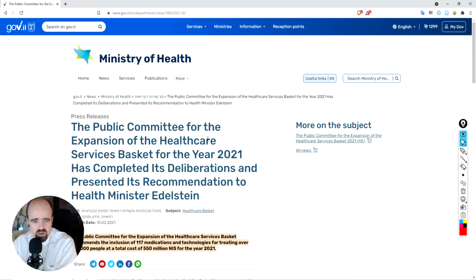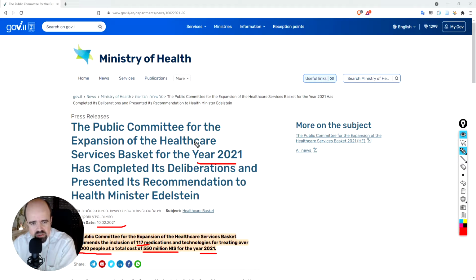This resource over here, which is from the Ministry of Health in Israel, identifies how, at the beginning of 2021, the Public Committee for the Expansion of the Healthcare Services Basket, or the Healthcare Basket Committee, recommended for the year 2021 an increase in funding for 117 medications and technologies for treating over 170,000 people, at a total cost of 550 million Israeli shekels. This is approximately 170 million US dollars just for the year 2021.